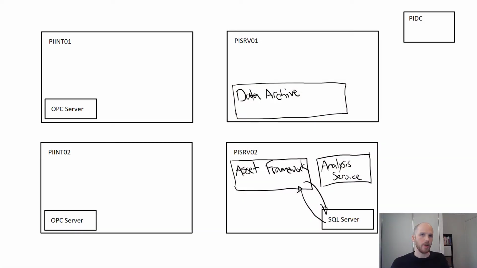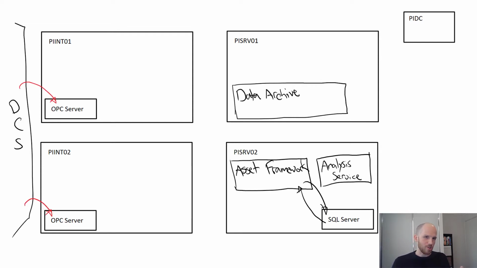This is what we have right now. We're going to pretend on the left-hand side that we have a distributed control system connected up to our OPC servers. We'll assume that this is all good and working. It's not our job in this course to set this up. It's not Pi system software. We're not really going to touch it, apart from reading from the OPC servers.